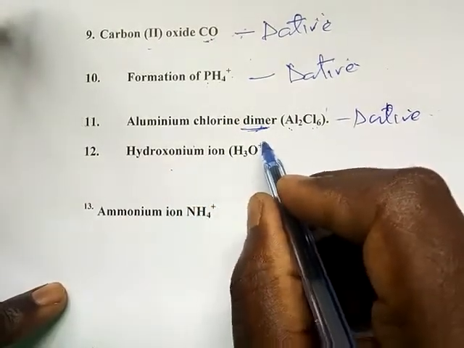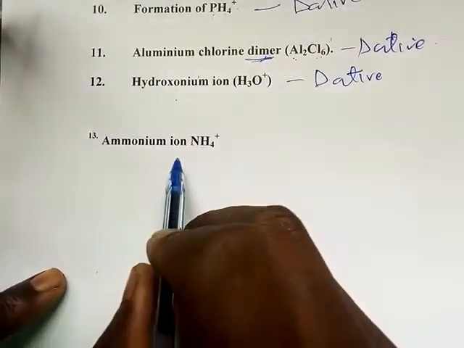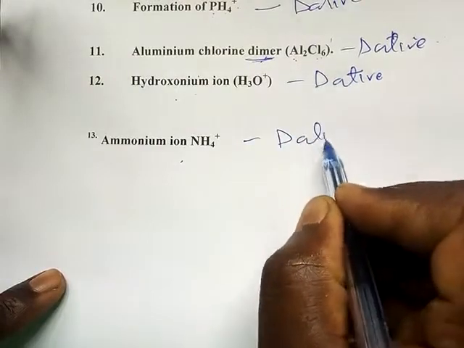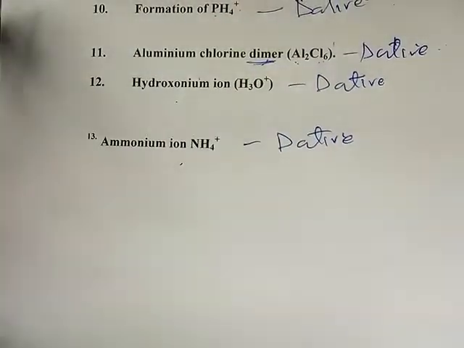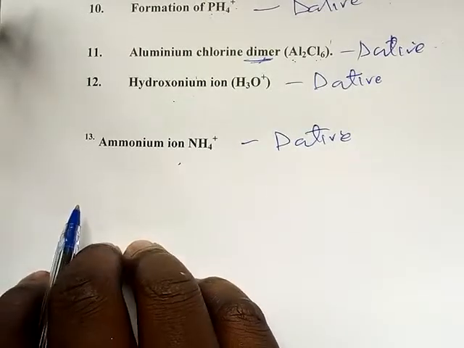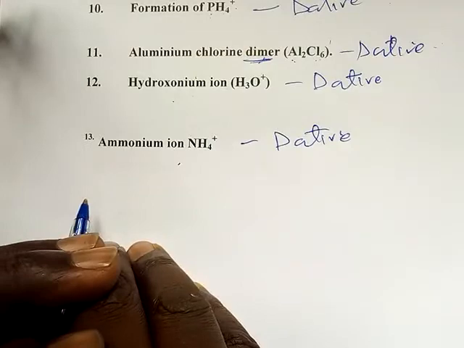Hydroxonium ion, it has a positive sign, therefore it is dative. Ammonium ion, it has a positive sign, therefore it is dative. So this is how you identify the type of bonds found between the elements that are forming a compound, as simple as that.